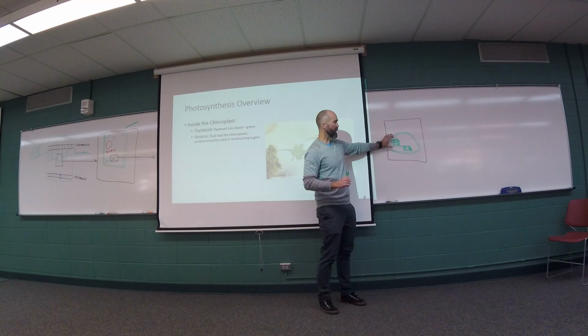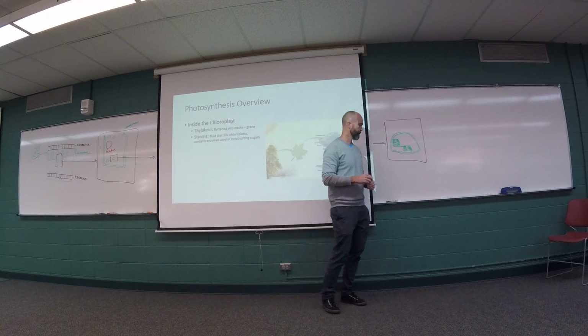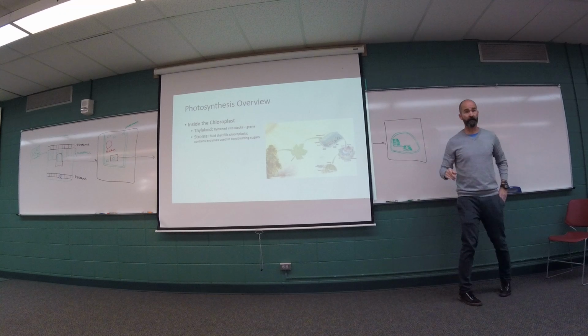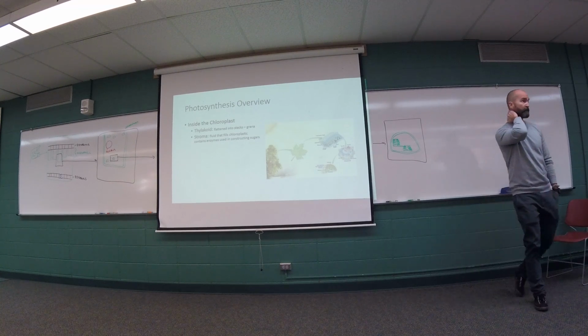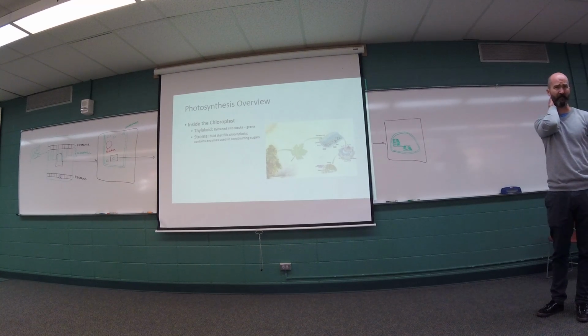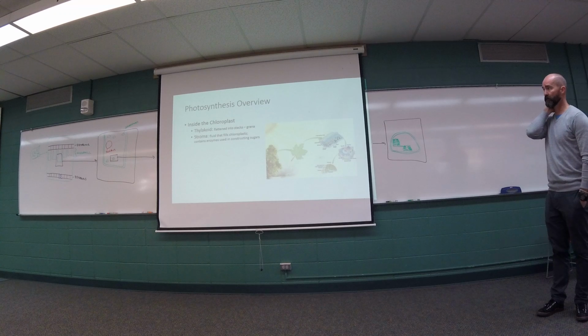Now that stack of wiggly-looking membrane is called a granum. Plural is grana. And it's all stacked up inside the chloroplast. So there is an outer membrane, an inner membrane, and a thylakoid membrane. Now that thylakoid membrane is important because it holds the photosynthetic pigment, or the molecule that receives solar energy. And that molecule is called chlorophyll.